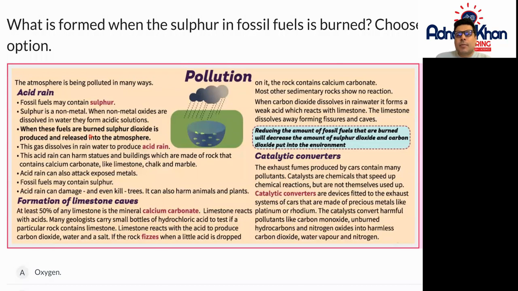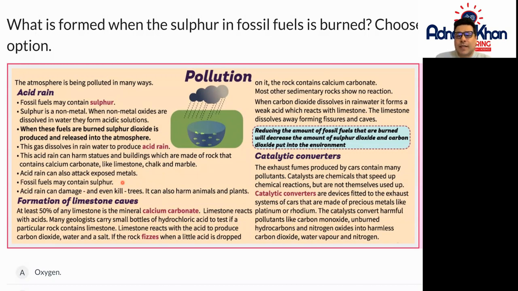When these fuels are burned, sulfur dioxide is produced and released into the atmosphere. This gas dissolves in rainwater to produce acid rain. The acid rain can harm statues and buildings which are made of rock that contain calcium carbonate, like limestone, chalk, and marble, for example. Acid rain can also attack exposed metals.